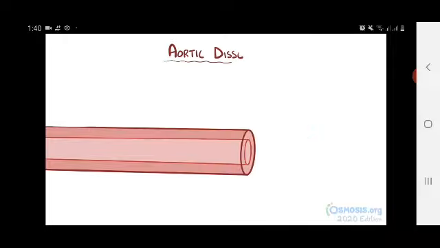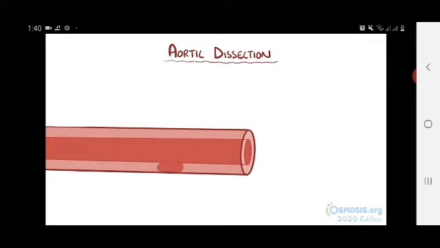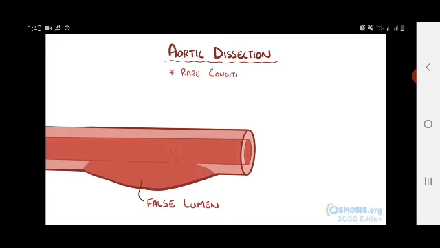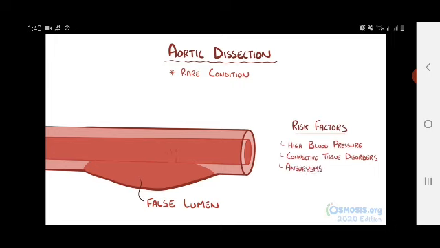All right, as a quick recap. An aortic dissection is where blood tunnels between the tunica intima and tunica media, separating the two layers and creating a false lumen. This is a rare condition that most often happens with a history of high blood pressure, connective tissue disorders, and aneurysms. An aortic dissection can lead to emergency situations like cardiac tamponade and shock, and should be treated immediately.